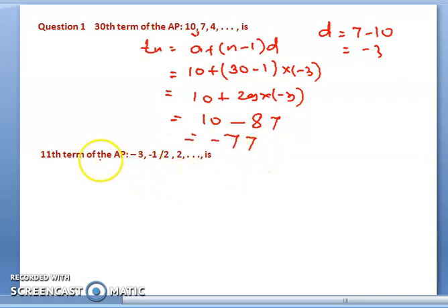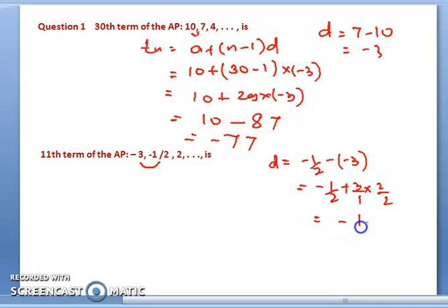Okay, similarly in this case they ask us to find the 11th term. First of all, what is the common difference? Successive minus preceding, so D is equal to minus 1 by 2 minus minus 3. Now minus and minus will be plus. So now we'll take the LCM. We'll multiply with 2, and we can write 3 upon 2. So this is 2 upon 2. If I cancel it, the answer is 1. So now we have common difference 1.